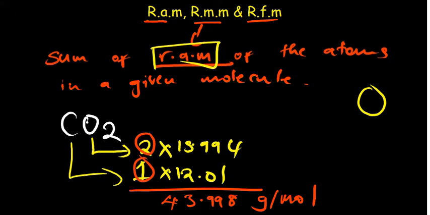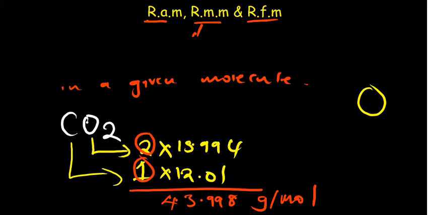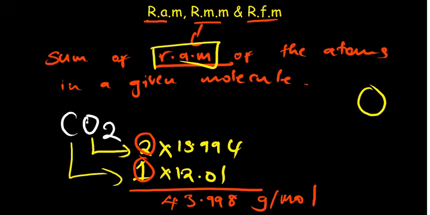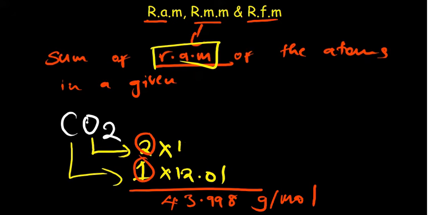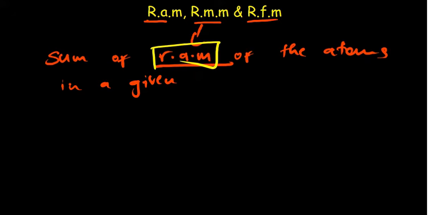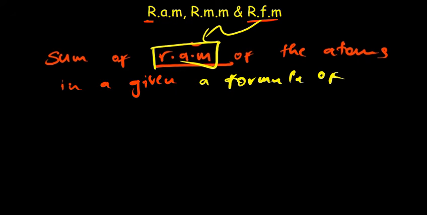So when you're talking about the relative formula mass, on the other hand, we can use the same definition. We can just say the relative formula mass is basically the summation of the relative atomic masses of the atoms in a given formula of a substance or compound.